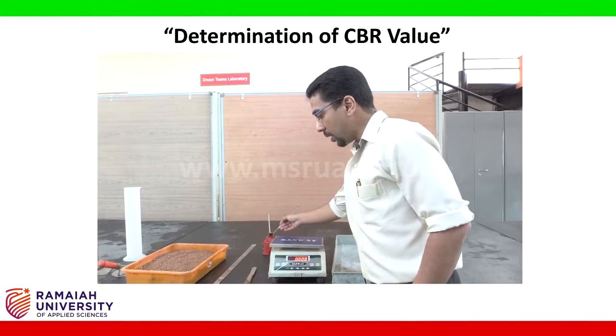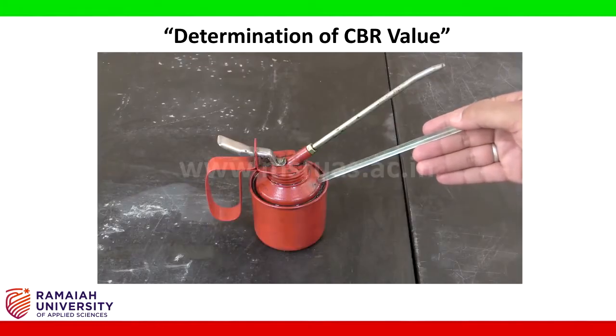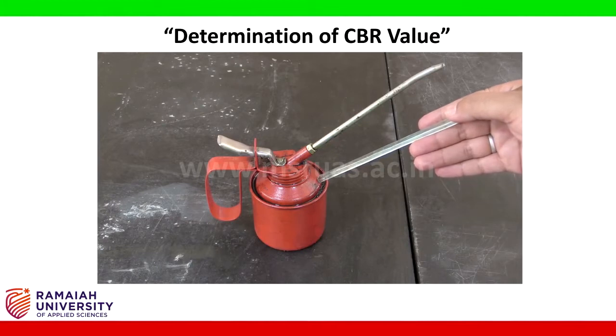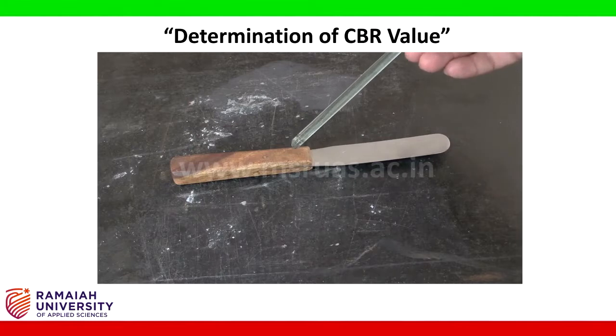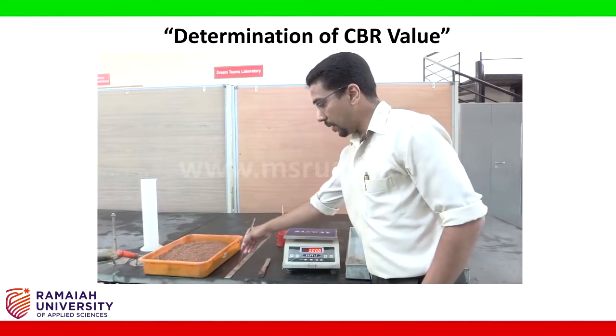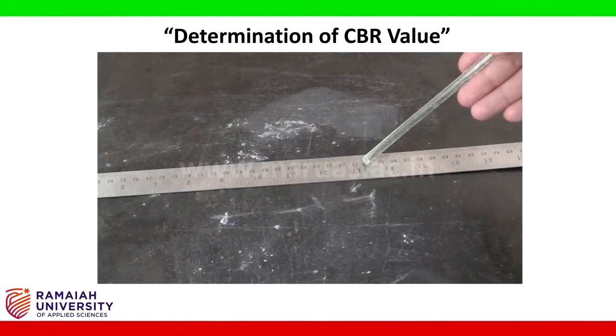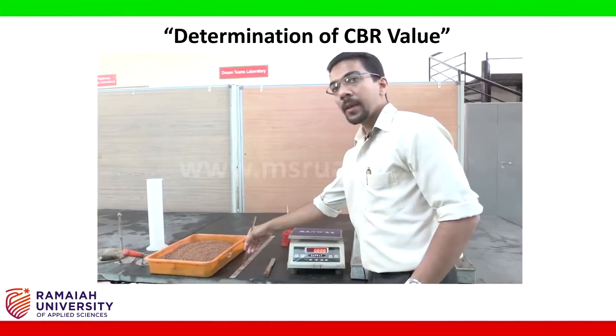The oil container, this would be the oil dispenser, which is required to coat the inner surface of the mold before we cast the specimen. Spatula, which is required to trim the surface of the specimen before we subject it to testing. Scale, required to check the dimensions of the specimen before we subject it to test.